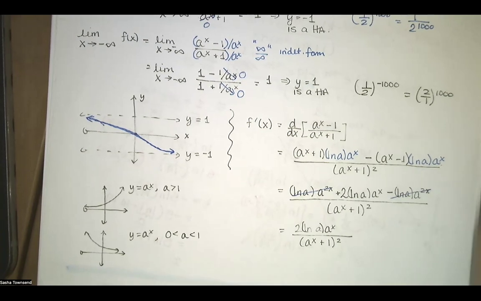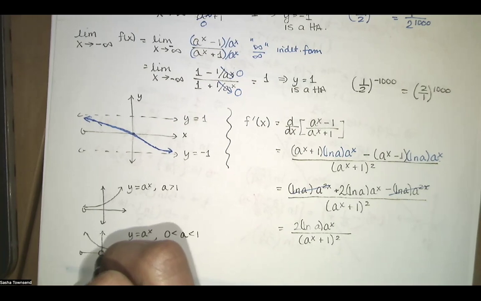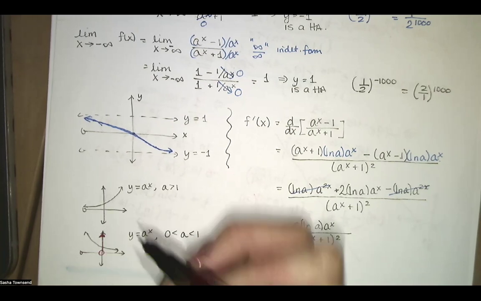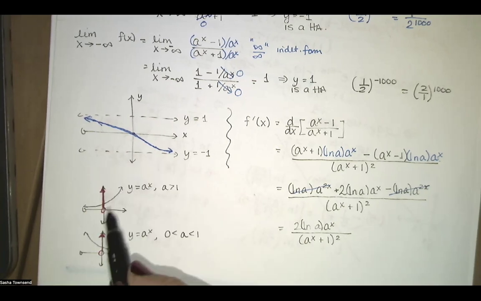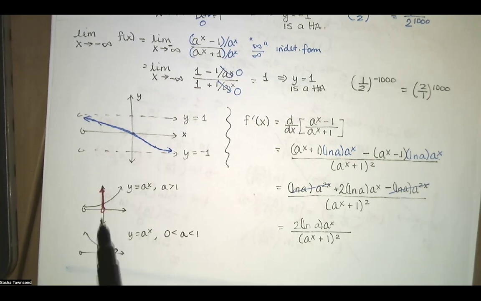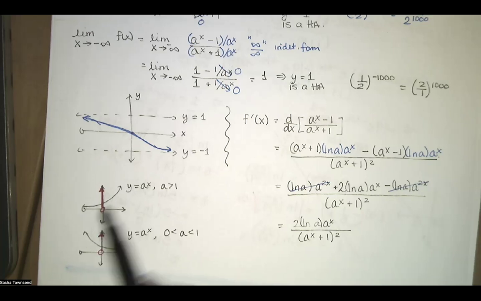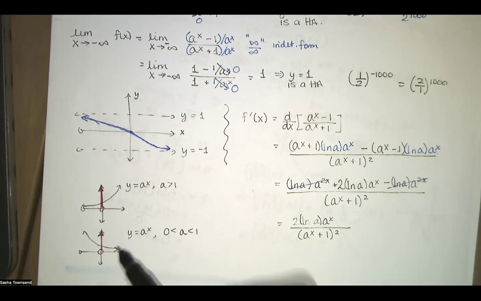But if you look at the corresponding y values, the range starts at 0 and goes to infinity for both of these. So all of these y values between 0 and infinity are associated with x values on the graph of the function. Y is never equal to 0, but we get all of the y values between 0 and infinity here. If a is greater than 1, the function is increasing. If a is between 0 and 1, the function is decreasing.